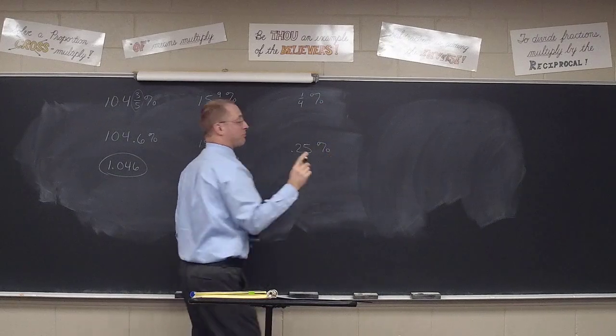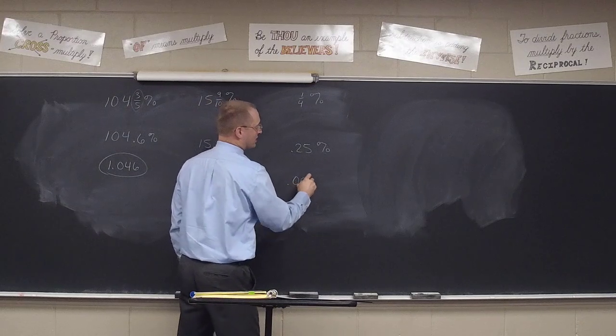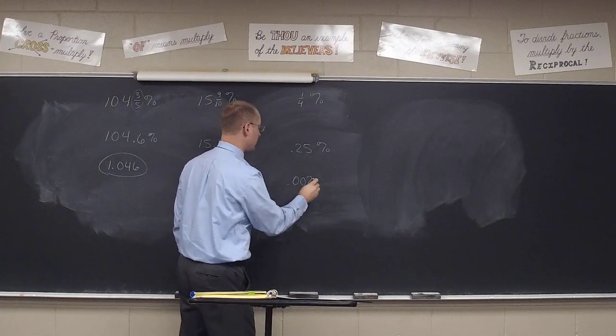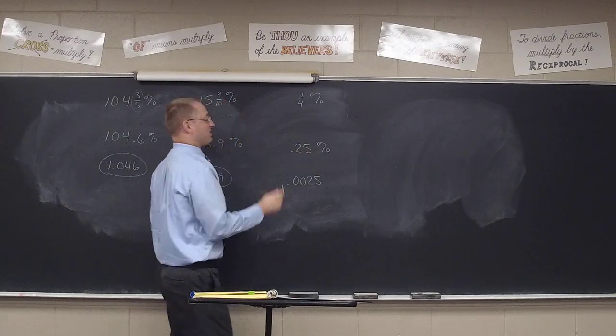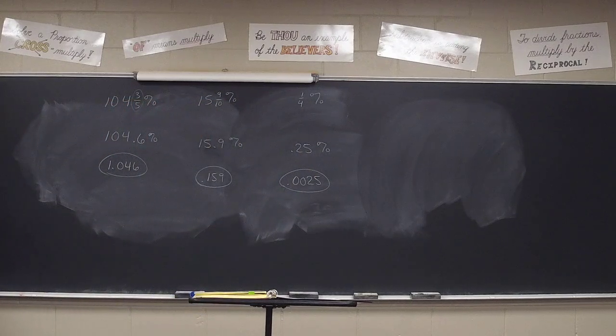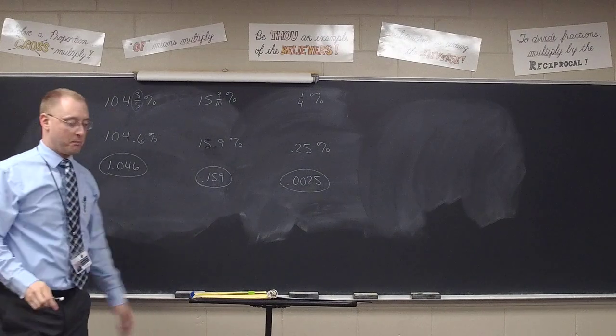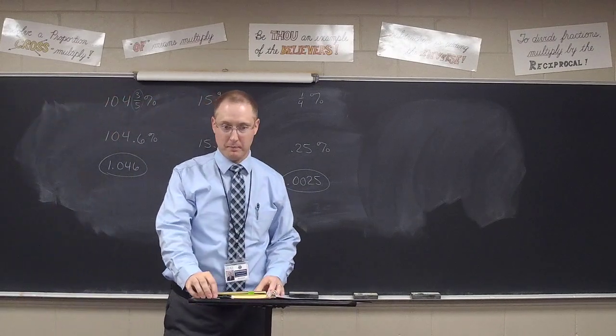There we go, 0.25%. And then 0.0025. I'm sorry? 0.0025. There we go, 0.0025. I thought I heard you say percent. You're like, no. The whole point of the blank is for the percent sign to fall off. There we go, 0.0025. How many got all 3 of these correct? Questions on this? Any questions on basic percents before we move on?